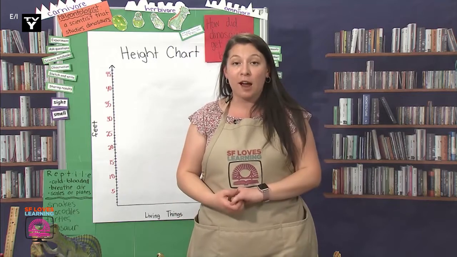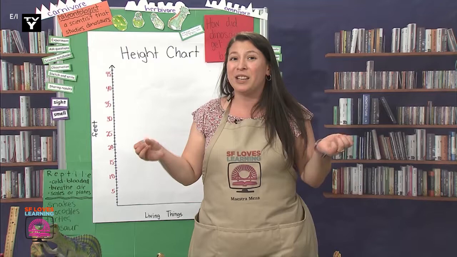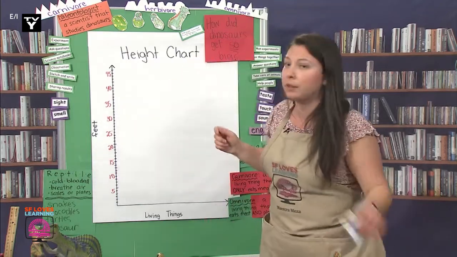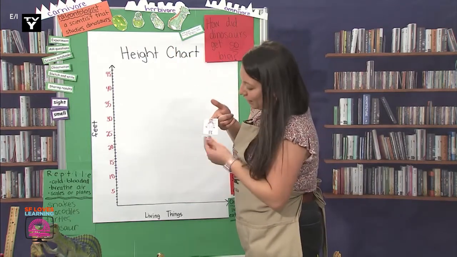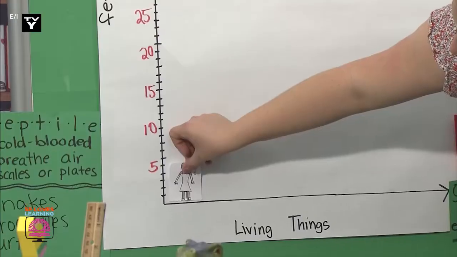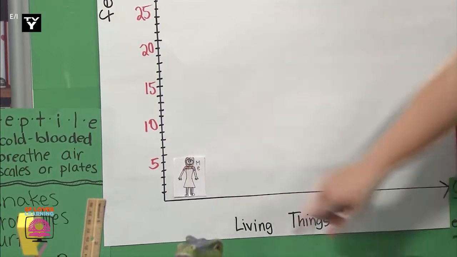I'm going to start the graph by placing myself on it. If I'm going to be imagining something, I need to know my height best so I can better visualize things. All right. So I'm going to put me first. That's little Maestra. And she's going to go right here because I'm only 5 feet tall.